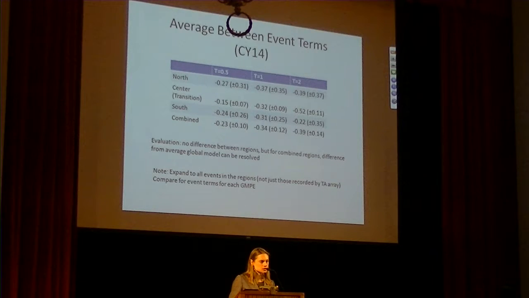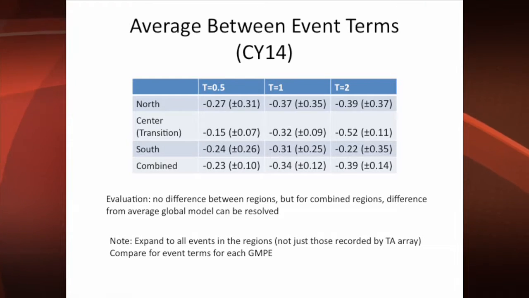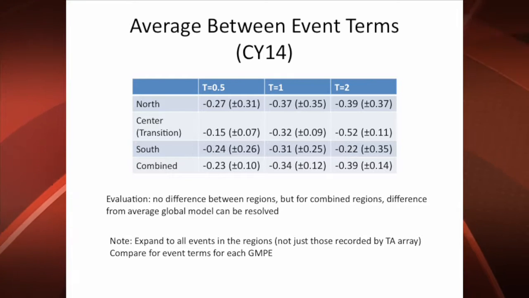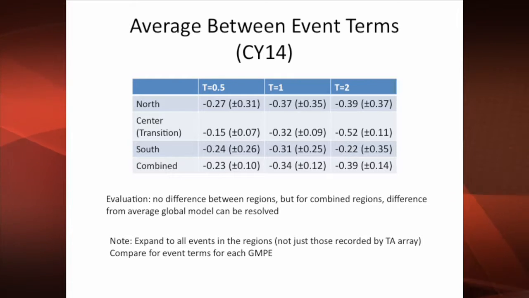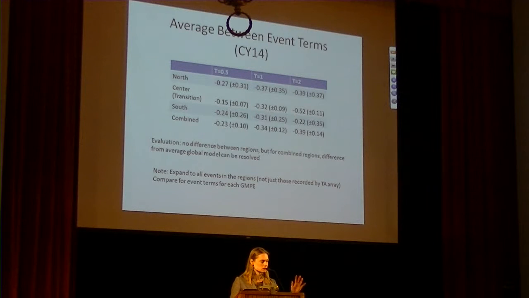Okay, so if you average those event terms for the different periods, dividing the data set into the north, the transition zone, the south, and then also average them as a combined total data set, there's really no statistical difference between the regions. But so the idea is we want to use the combined term to separate it out from the global average. So the difference from the average global model can be resolved.